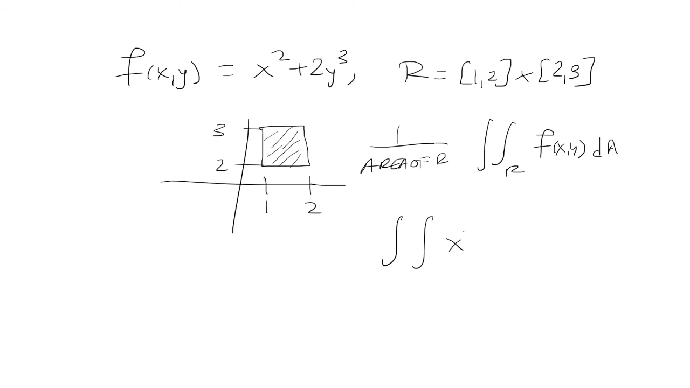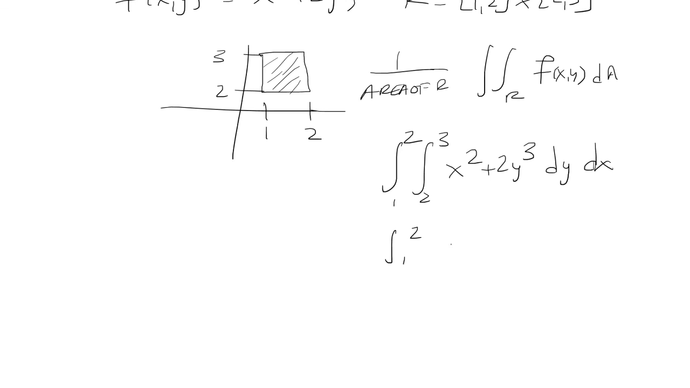The function is x squared plus 2y cubed. And here, because the limits are 1 to 2, 2 to 3, you can go in any order you want. So typically I just go with dy dx. Y is going from 2 to 3, and then x is going from 1 to 2. Let's integrate with respect to y. So that's x squared y plus y to the 4th over 2, going from 2 to 3.